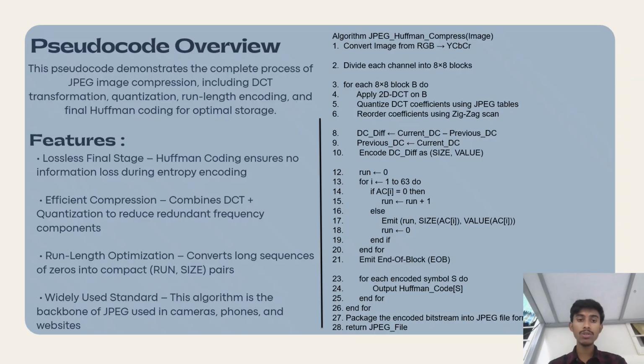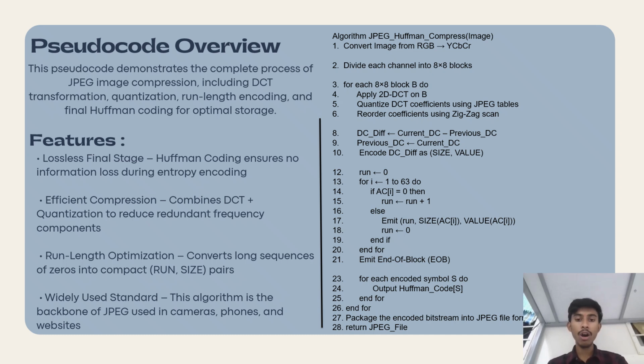And this is our pseudocode overview. This pseudocode explains the entire JPEG compression process. It includes RGB to YCbCr conversion, dividing the image into blocks, applying DCT, performing quantization, zigzag scanning, run length encoding, and finally Huffman coding to produce the compressed bitstream.